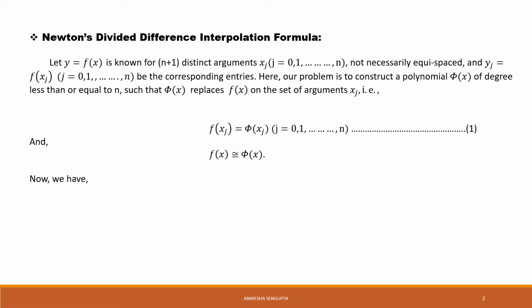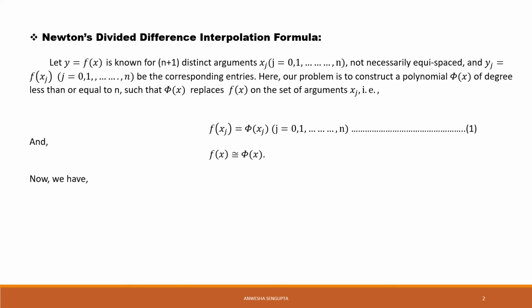Newton divided difference interpolation formula. Let y equal to f(x) be known for n plus 1 distinct arguments x_j, not necessarily equispaced, and y_j equal to f(x_j) with the corresponding entries, j varies from 0 to n. Our problem is to construct a polynomial phi(x) of degree at most n such that phi(x) replaces f(x) on the set of arguments x_j. Now f(x_j) equals phi(x_j) and f(x) is approximated by phi(x).